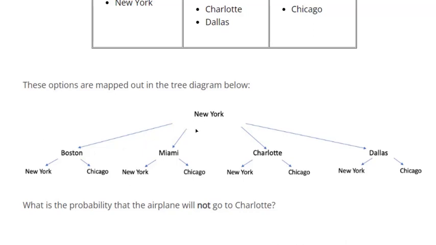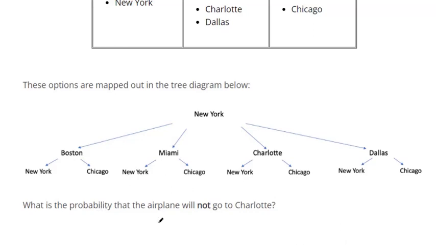Start in New York, you go to Boston, Miami, Charlotte, or Dallas next. And then from those locations, you could go back to New York or to Chicago. But what a tree diagram does for you is you can follow one set of branches, and that's one potential option. So one option is to go from New York to Boston to New York for this plane. Another option is New York to Boston, Chicago. Another option is New York to Miami to New York.